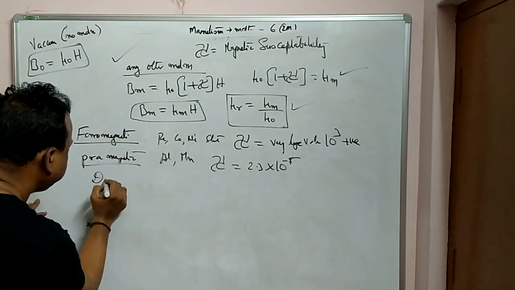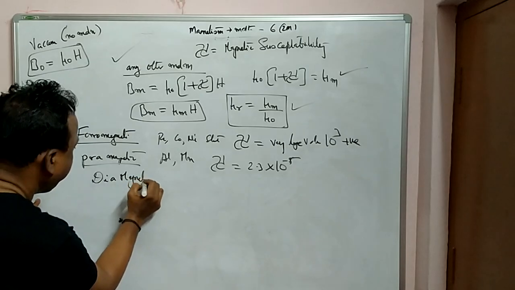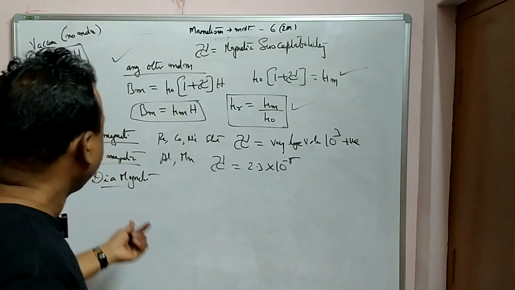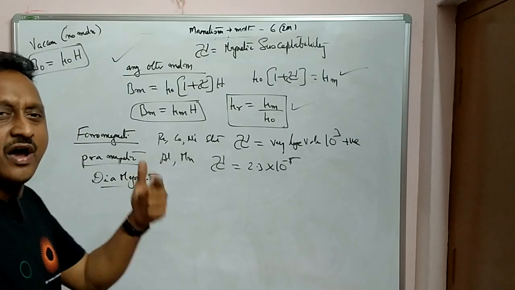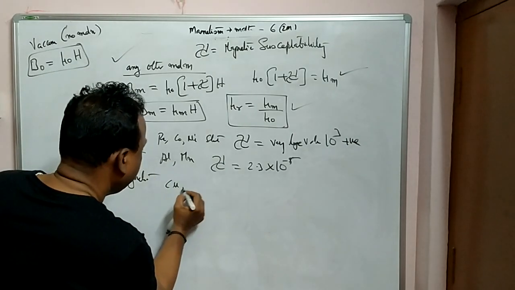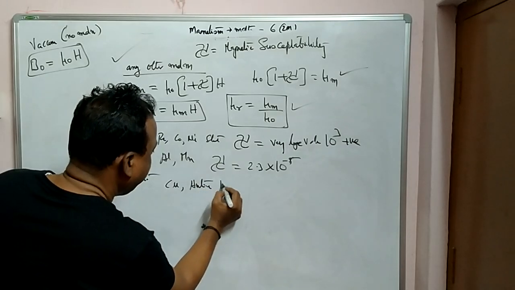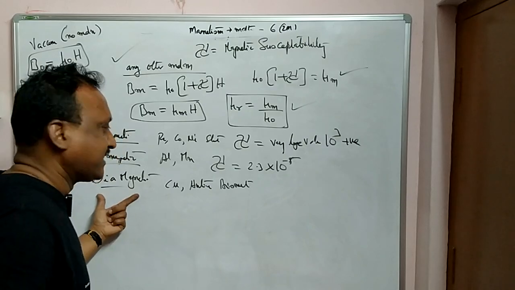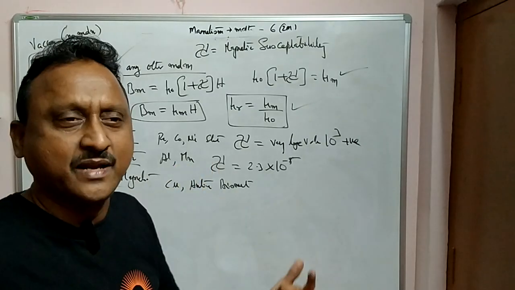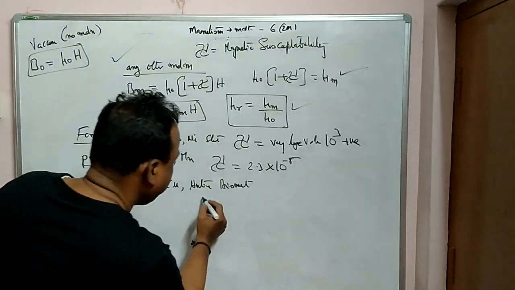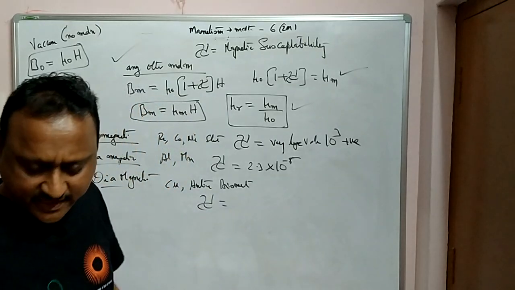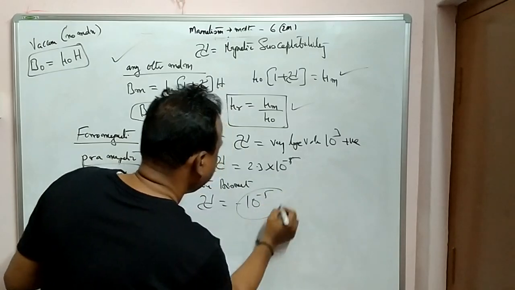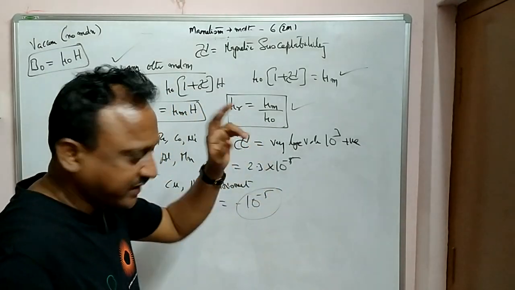And lastly for dia. What are diamagnetic substances? Strongly repelled by the magnetic substance, like copper, antimony, bismuth. These are some examples for diamagnetic substances. And this zeta value is a negative value, around minus 10 to the power of minus 5.